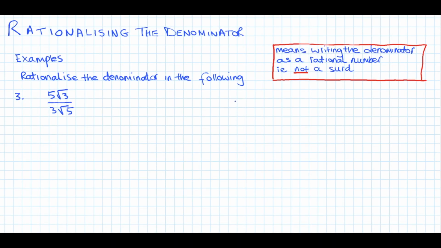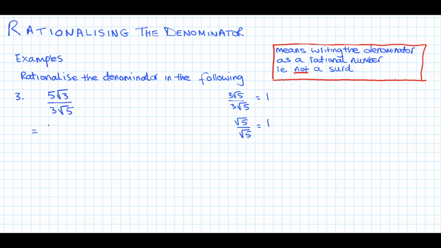Now this time, when we're asked to rationalise the denominator, on the denominator we have 3 root 5. Now if we multiplied by 3 root 5 over 3 root 5, that would get rid of the surd, but it would leave us with a lot of cancelling, because that's still 1. So we don't have to do that, we just have to look at what the surd is, and the surd is root 5, so we don't have to multiply by that. We just have to multiply by root 5 over root 5. That's also 1.